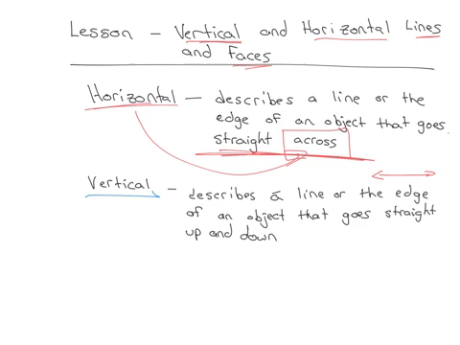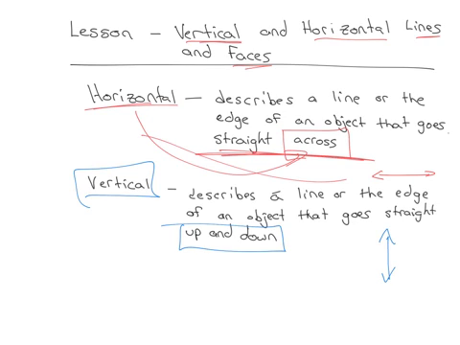Second keyword here is vertical. It describes a line or the edge of an object that goes, now here's the thing, up and down. So vertical is up and down, horizontal ends up being across. So if we can keep those two important words straight, I think we'll be all right with it.